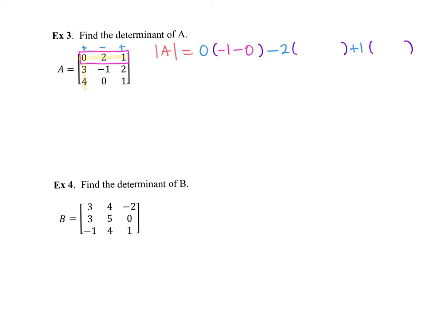Now I'm going to consider the next entry, because I'm multiplying by the 2. Now I'm going to consider the minor when I cross off the column and row that the 2 sits in. So what am I left with? I'm left with the 3, 4, and the 2, 1. If I start on the top left of the remaining, I have 3 minus 8.